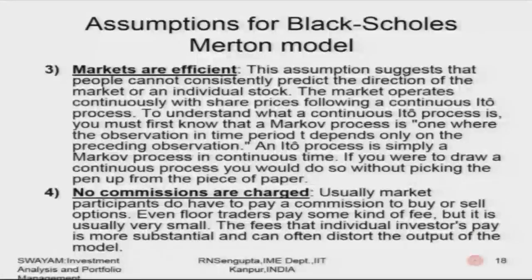We will consider the third one, the markets are efficient, which means that all the information which is available with the buyer and seller is uniform. Nobody has any extra set of information about the prices. This assumption suggests that people cannot consistently predict the direction of the movement of the prices of any individual stock. I can predict if I have extra information, but that information is available everywhere.